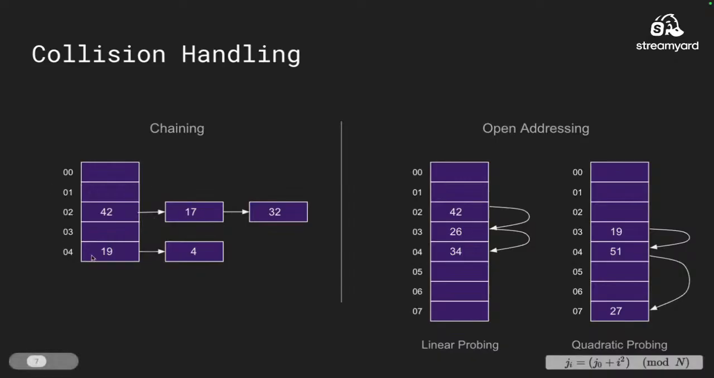And then this is another linked list where we have 19 and 4. So that's how chaining works. We have a linked list from each bucket.